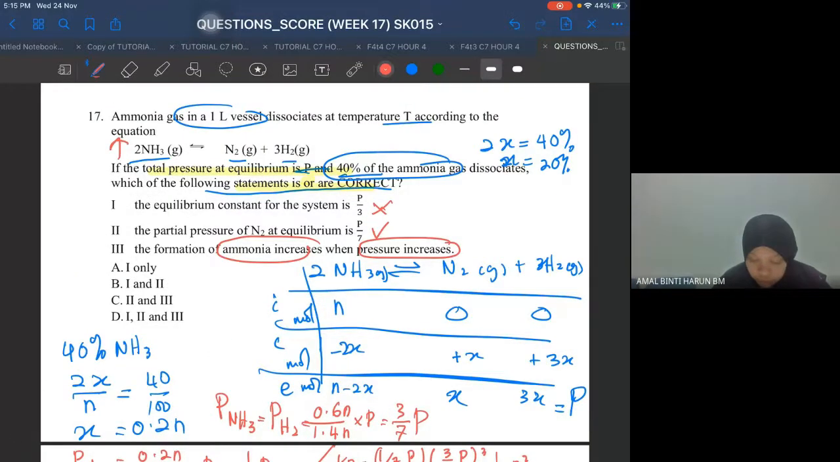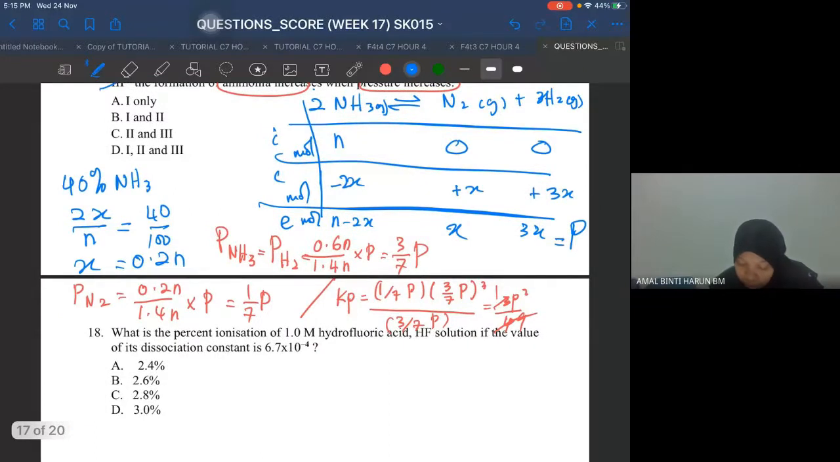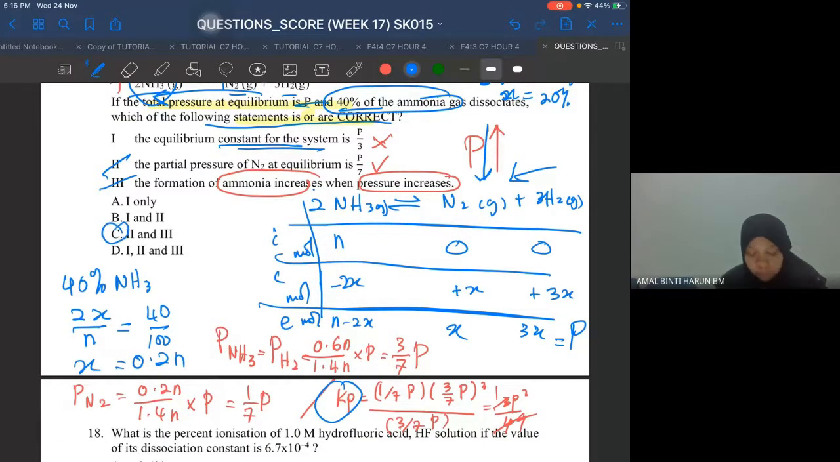The formation of ammonia increases when the pressure increases. So, pressure increase. So, dia akan buat apa? Dia akan rendahkan pressure. Disturbance dia adalah pressure increase. So, kita nak reduce pressure by shift to the lower number of mole. Sebelah kiri ada 2 biji, sebelah kanan 1 tambah 3, 4 biji. So, shift to the lower of mole, shift to the left. Shift to the left, banyak ammonia. So, ni betul, ni betul. So, satu ni, kita dah kira kat sini masuk dalam Kp ni. Equilibrium constant kan, dia suruh kira. So, salah. Jadi, 2, 9.